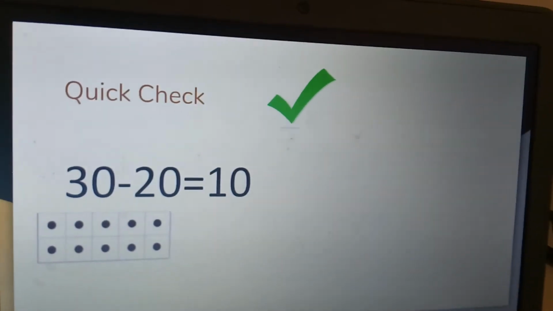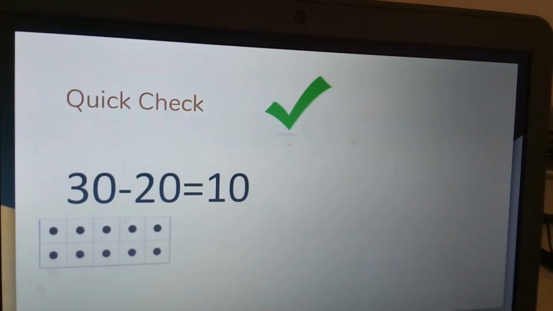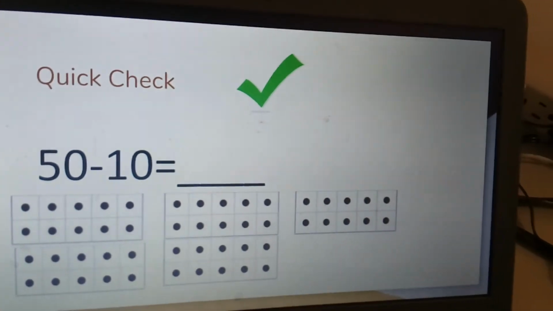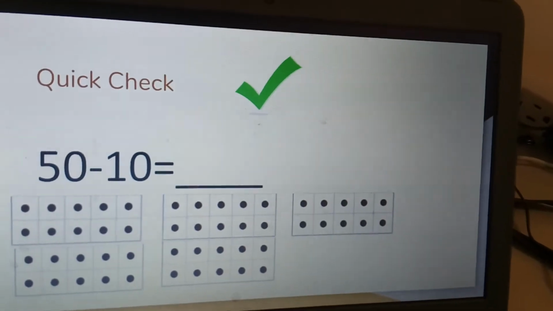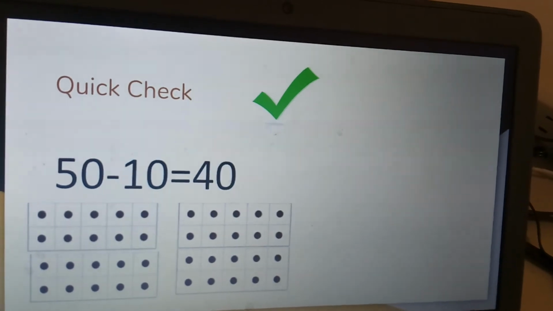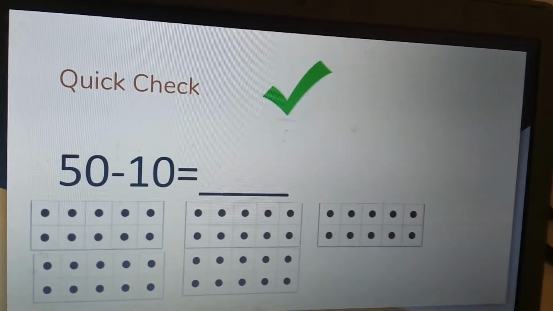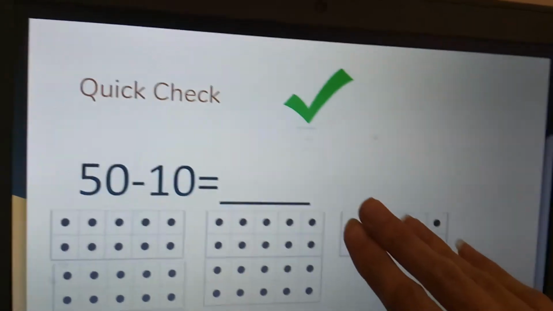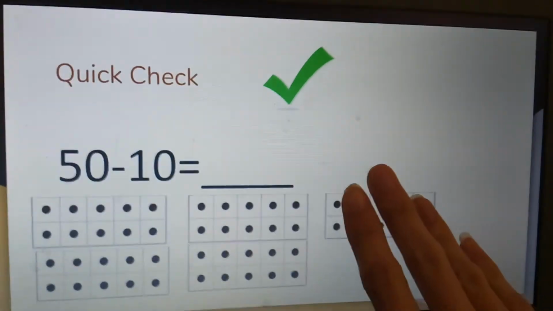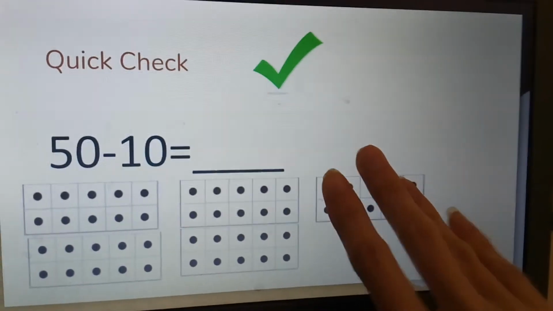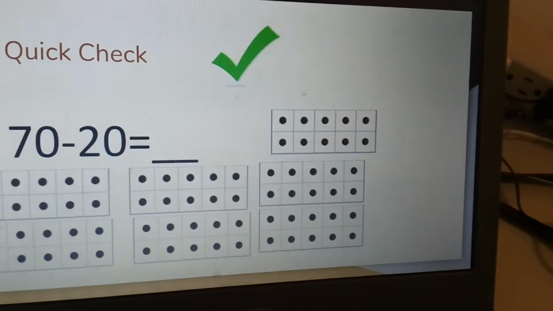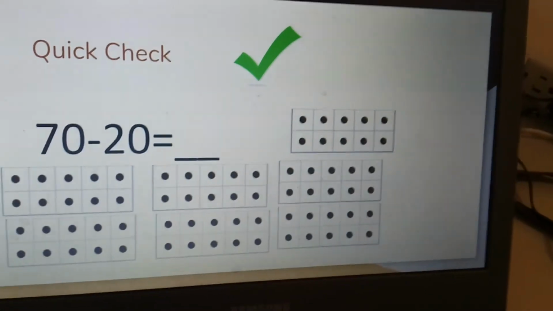Let's see now if you can do some without me giving the answer right away. 50 take away 10 equals a mystery number. 40, because once again, if I take away one group of 10, you see I have 1, 2, 3, 4 10 frame cards, which is equivalent to 40. Next one. 70 take away 20. Type your answer in the side.